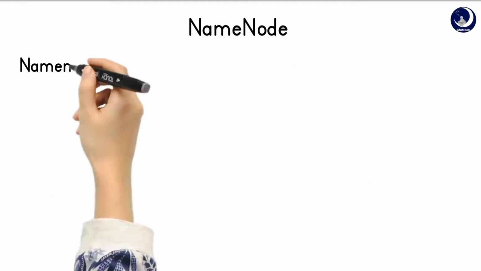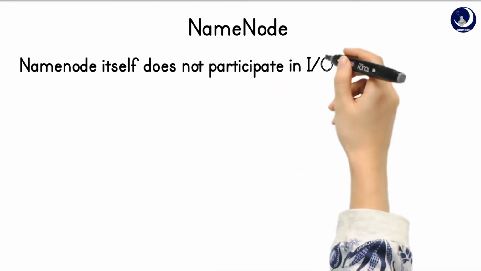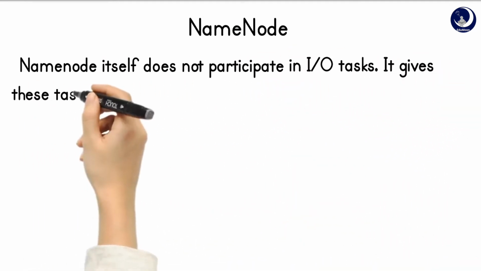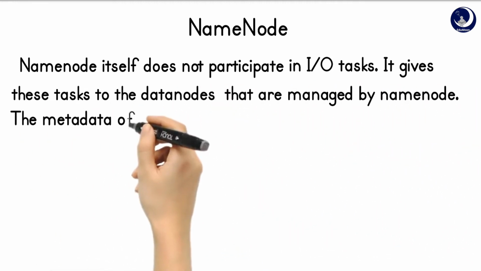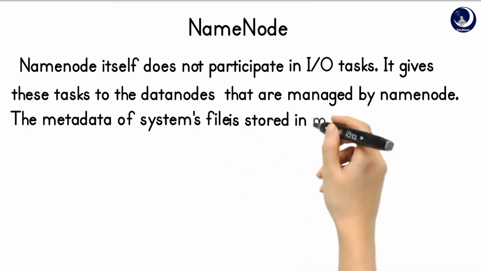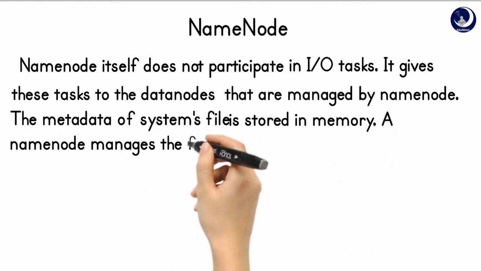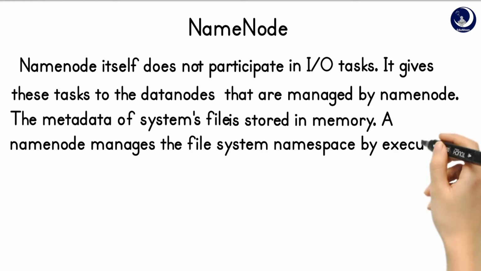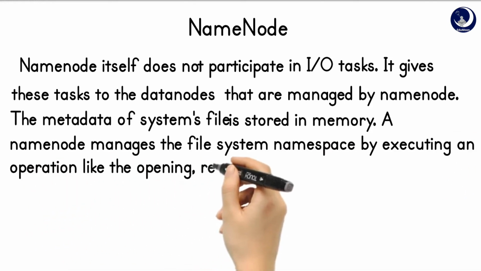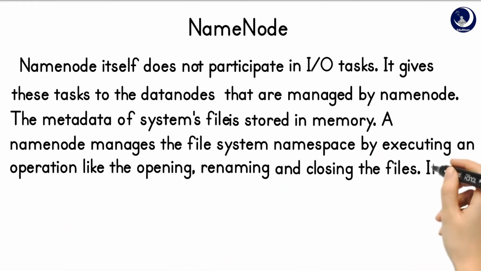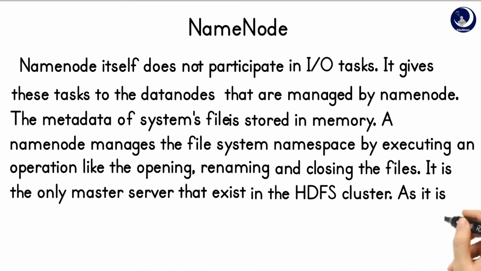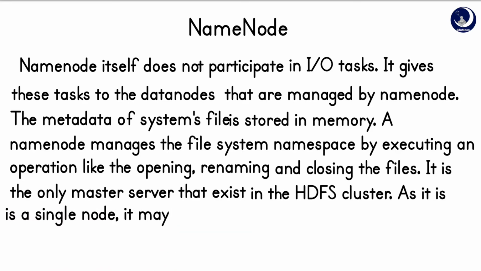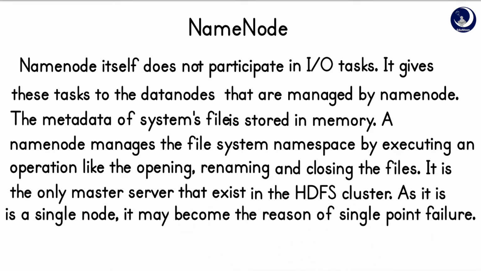The name node itself does not participate in the input output tasks. It gives these tasks to the data nodes that are managed by the name node. The metadata of the file system is stored in memory. A name node manages the file system namespace by executing operations like opening, renaming, and closing files. It is the only master server that exists in the HDFS cluster. As it is a single node, it may become the reason for single point failure.